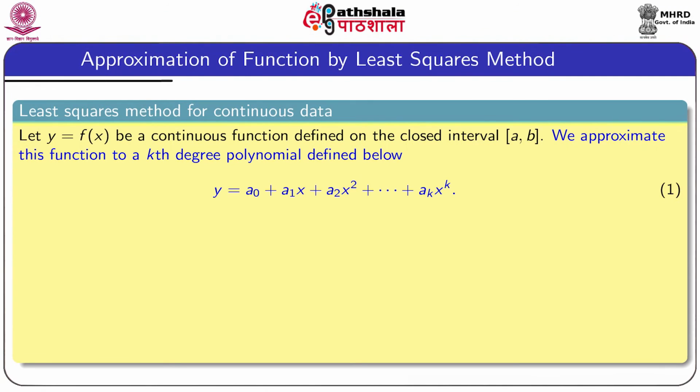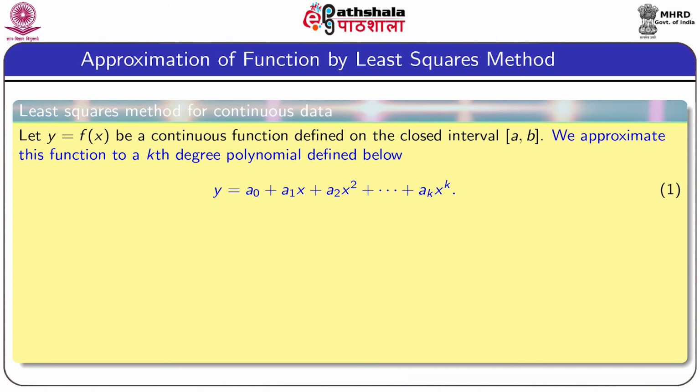The residual, the total sum of square of errors, is obtained by integrating the residual y minus capital Y, which is obtained for particular values of x. Now we describe the least square method to approximate a function. Let y equal to f(x) be a continuous function defined over the closed interval [a, b]. That means the function f(x) is known explicitly.